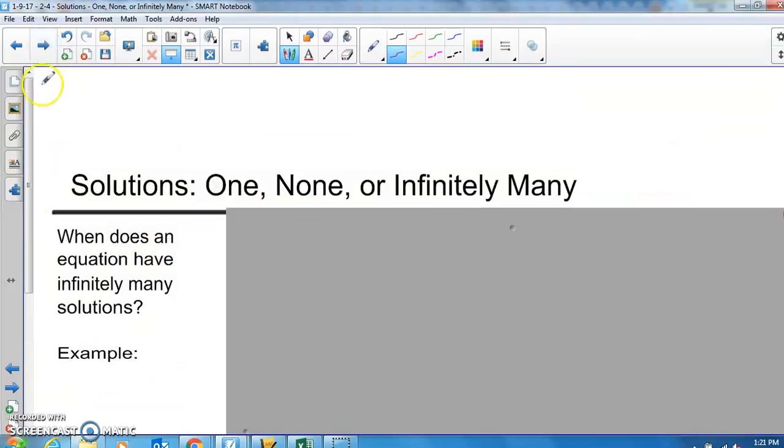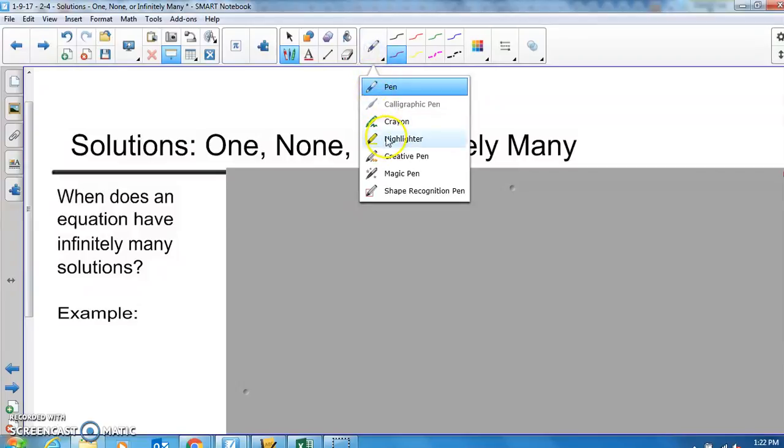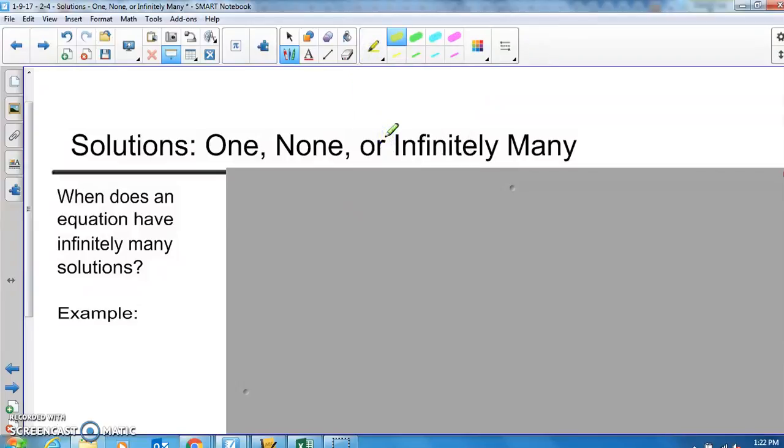Let's go to the next one. The third kind is when we have what are called infinitely many solutions. All of you know what infinity means. It means we have a never-ending supply or never-ending amount. So our question here, when does an equation have infinitely many solutions? And this is another kind of equation you're going to have to identify.